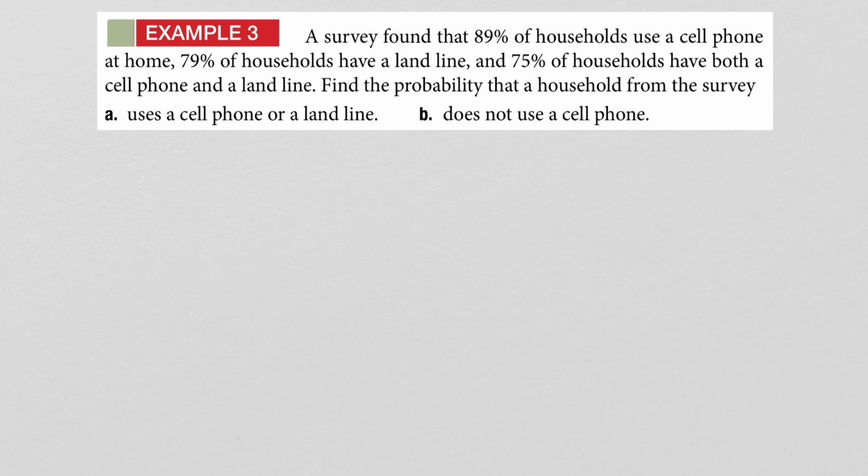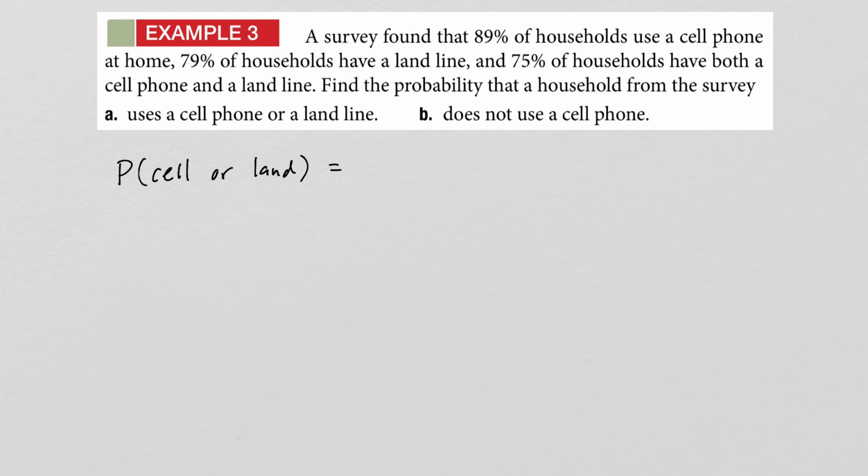Now, I really like the card examples, but you can apply this rule to more theoretical examples. So here, suppose a survey found that 89% of households use a cell phone at home, 79% of households have a landline, and 75% of households have both a cell phone and a landline. Find the probability that a household from the survey uses a cell phone or a landline. So first, let's find the probability of cell or land.